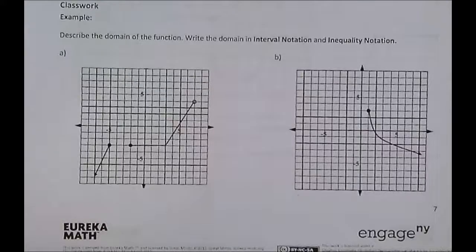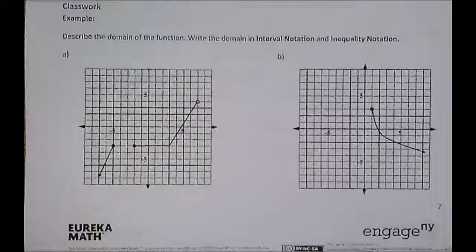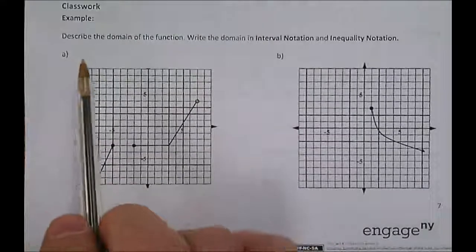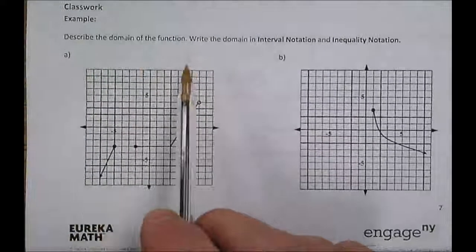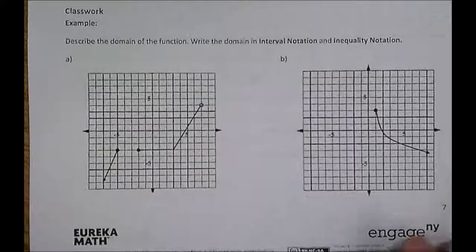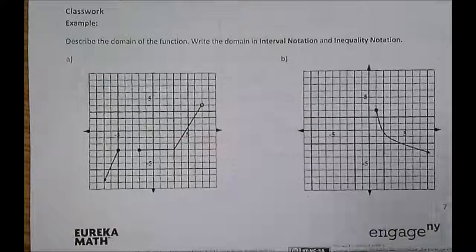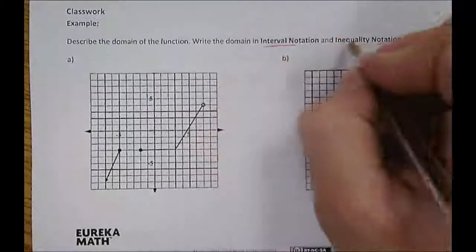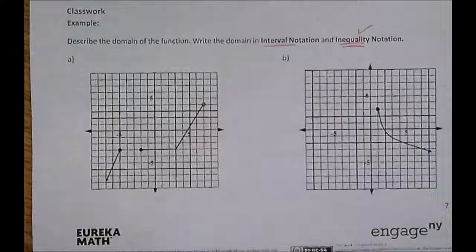The following example comes from page 7 of lesson 18. This is on the start of day 2, although we may do this lesson at a different time than the second day. The example says, describe the domain of the function and then write the domain in interval notation and in inequality notation. So interval notation we will save and hang on to. I want to do inequality notation first.